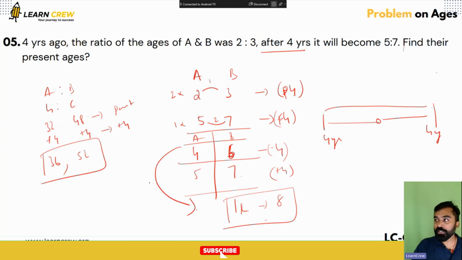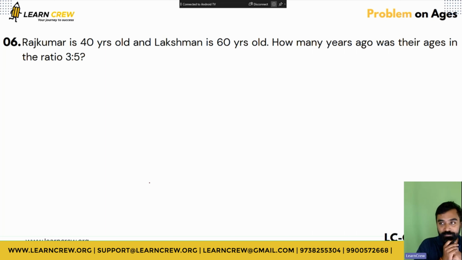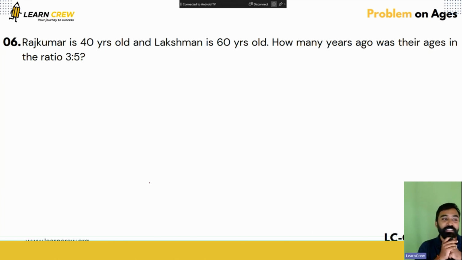Came to this. Okay, shall we go to the next one? Rajkumar is 40 years and Lakshman is 60 years. How many years ago were their ages in the ratio 3:5? Now they are given the ages and they're asking how many years ago, meaning in the past, when their ages were in the ratio 3:5.